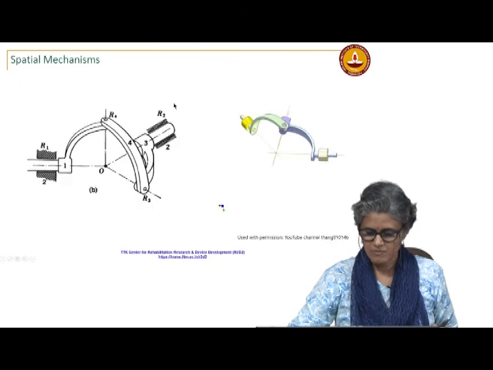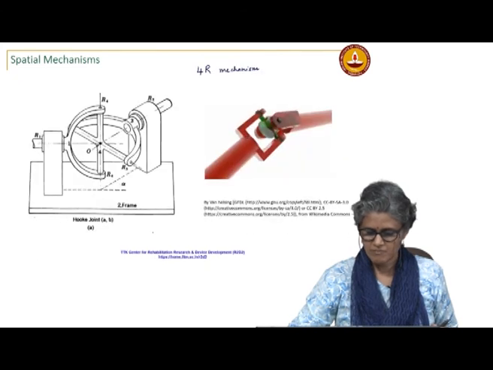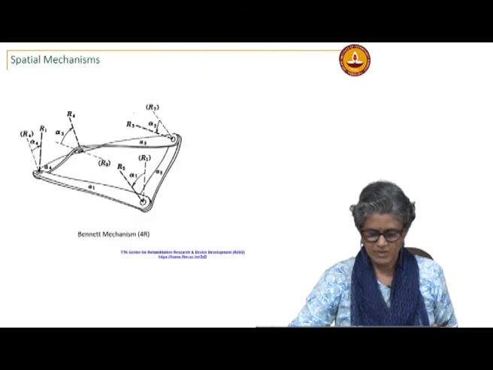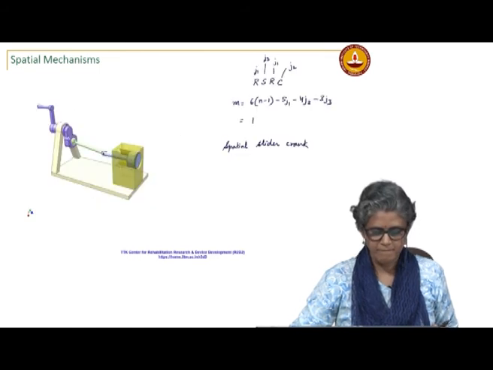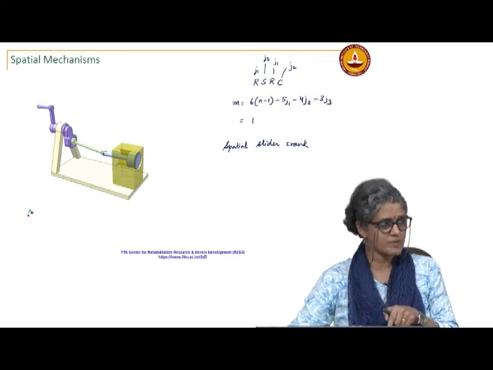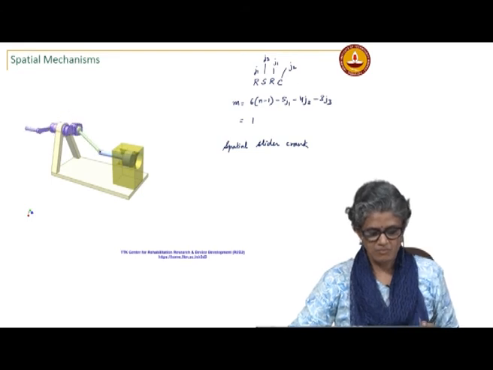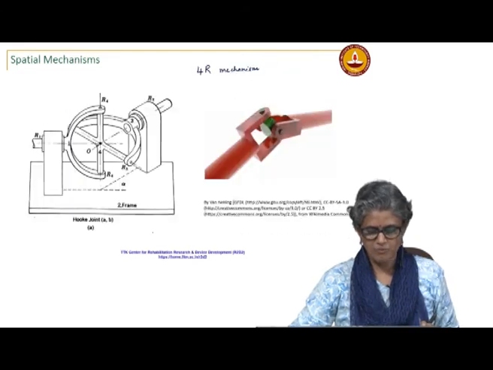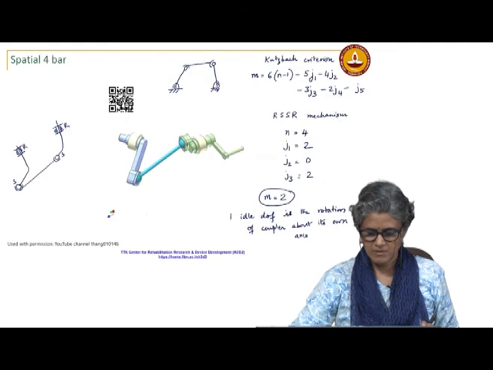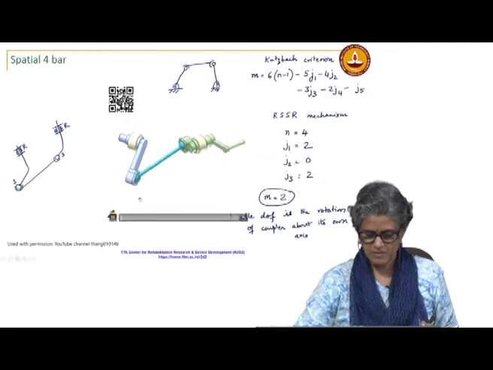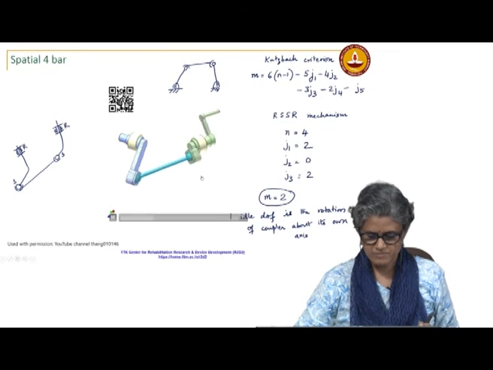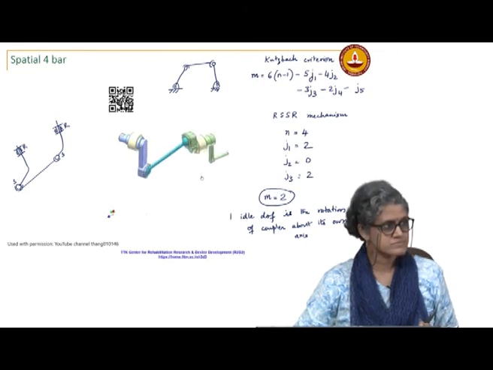In this slider crank, we can't just project it like the previous one. If we change the axis of rotation of the crank... Which one are you talking about, this one or the next one? No, the previous one, the crank rocker, the normal 4 bar. Yeah, here we can just take a projection of it and visualize it as a normal 4 bar, right?